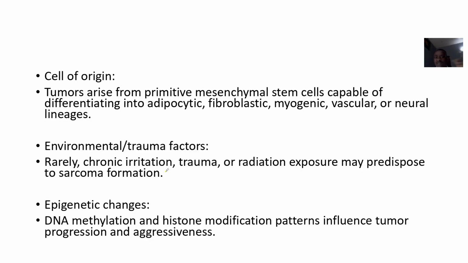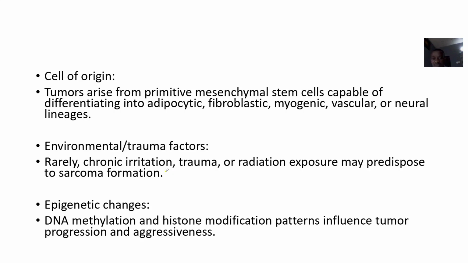Then cells of origin. Tumors arise from primitive mesenchymal stem cells that are capable of differentiating. The stem cells could become adipocytes, fibroblasts, muscle cells, blood vessel cells, and all of that. So when tumors arise from there, you can have all those different types coming in.